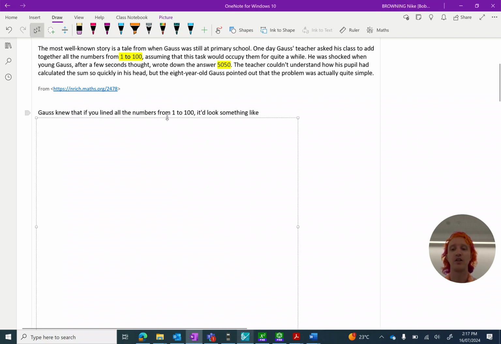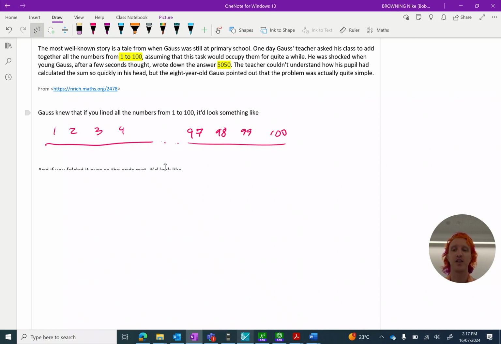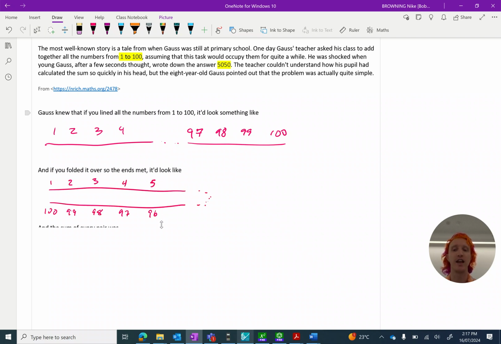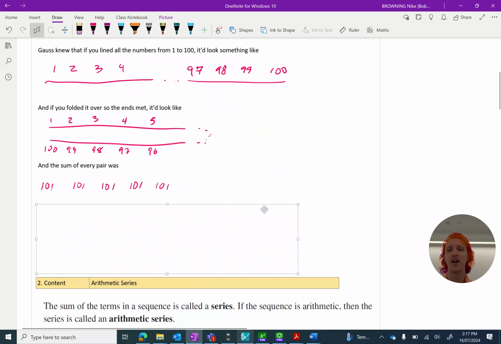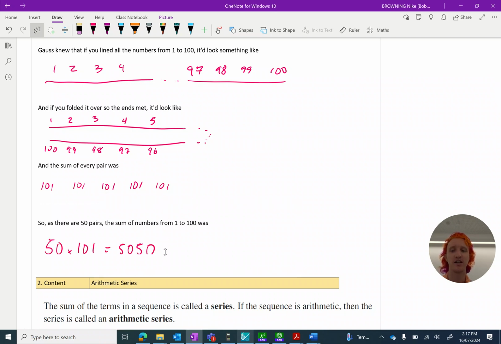He knew that if you lined up all of the numbers from 1 to 100, it would look like our number line here. And then if you folded that number line over, you would have the ends meeting. So that would go 1 and 100, 2 and 99, 3 and 98. If you sum each of those pairs, they all add up to 101. And because there were 100 numbers, there were 50 pairs. And so the sum of all of the numbers was 50 times 101, or 5,050.